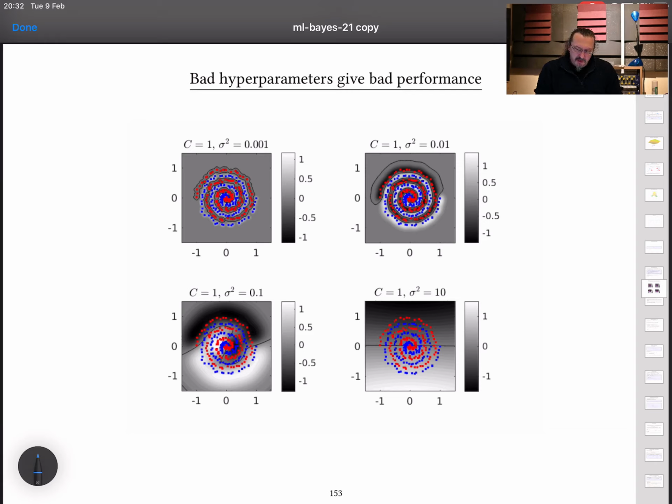If we move to the top right example here, where we've made the width of the RBF kernel slightly greater, we've gone from 0.001 to 0.01, we can see that we're getting something much more sensible. This is looking like quite a good choice of hyperparameters. The decision boundary in the form of the black line seems to be dividing those examples quite nicely.